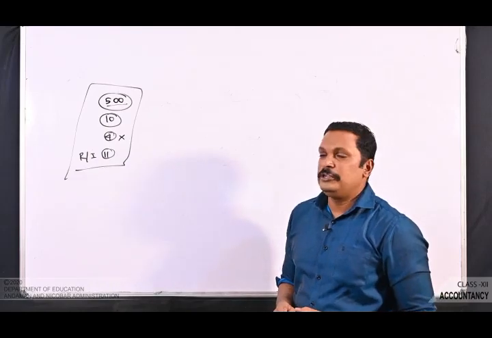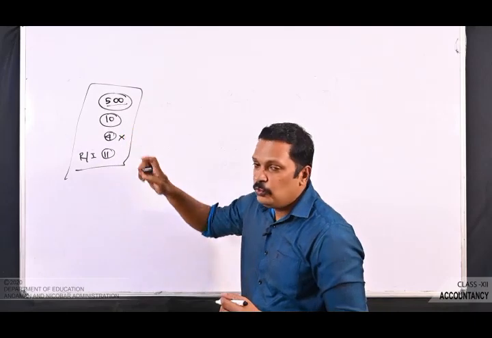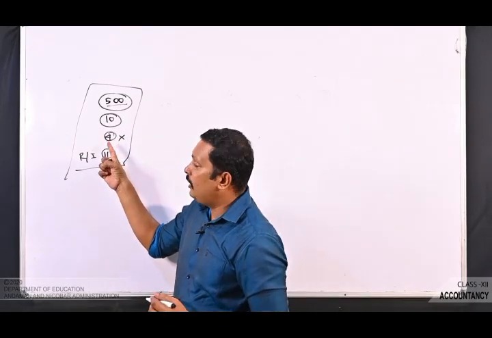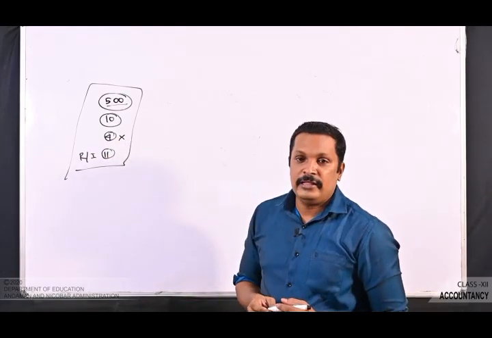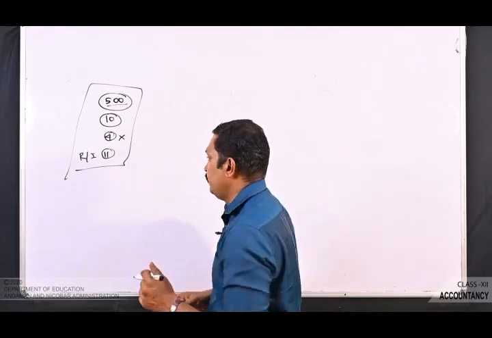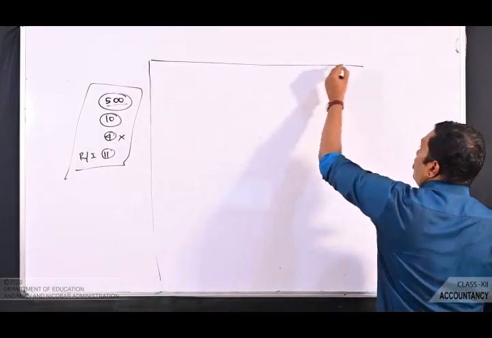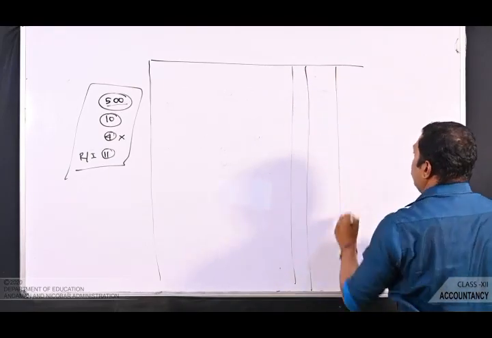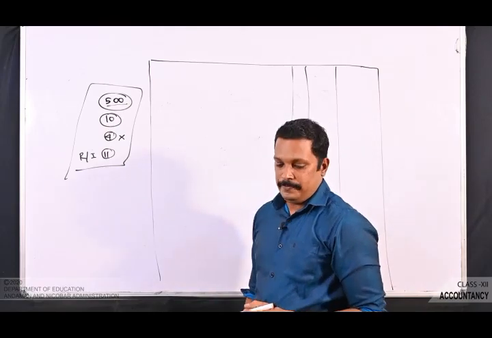What is the content? How many shares were forfeited? 500 shares were forfeited. What is the face value? 10. Which call was not paid? The final call, of 4 rupees, was not paid by the shareholder, and forfeited shares were reissued at rupees 11. So this is the problem. Let's solve it. You have to prepare 3 entries: the forfeiture entry, then the reissue entry, and then the capital reserve entry, right?